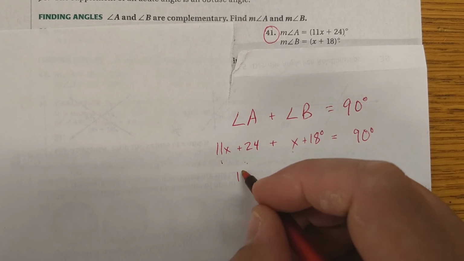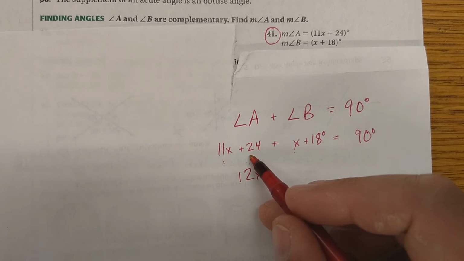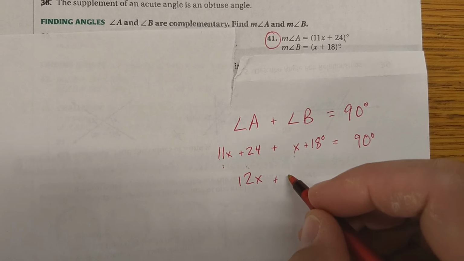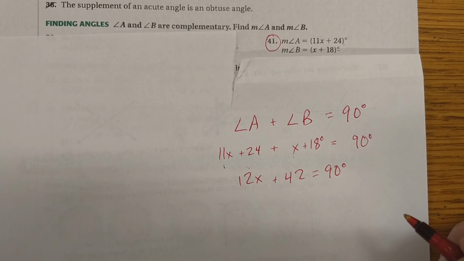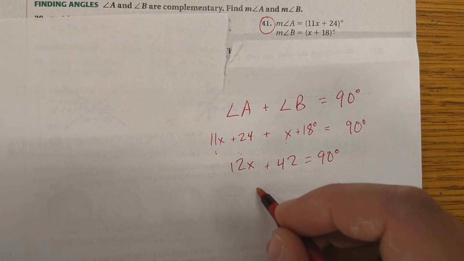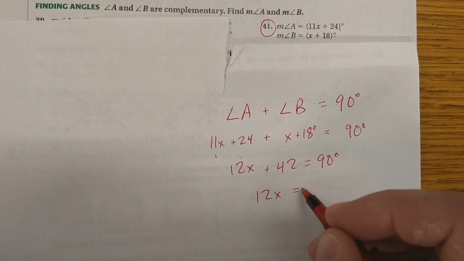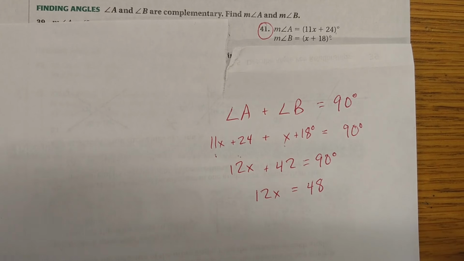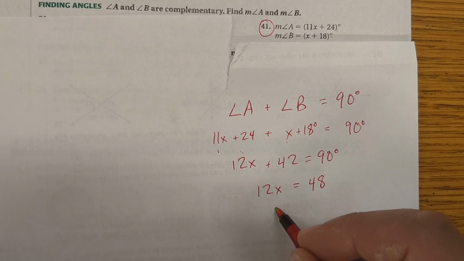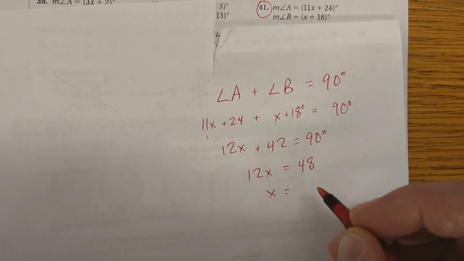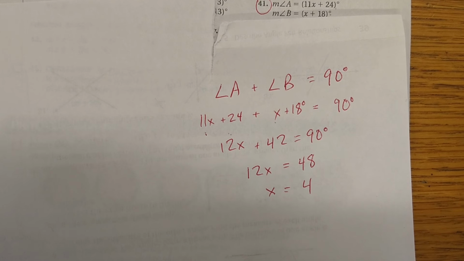11x and x is 12x. I've got 24 and 18, so altogether that's 42. And we're setting that equal to 90. Let's subtract 42 from both sides, so I've got 12x over here. That'll leave me with 48, because 90 minus 42 is 48. Divide both sides by 12. And so I know x is equal to 4.